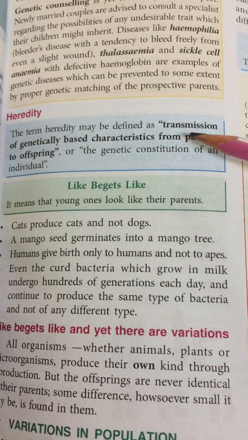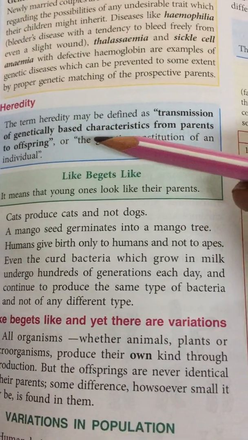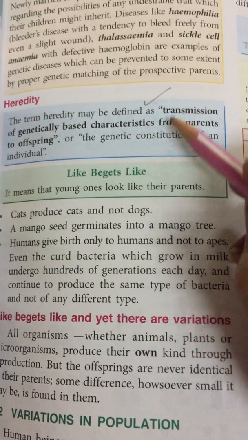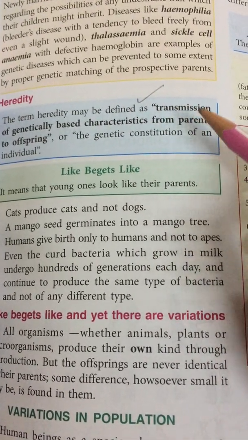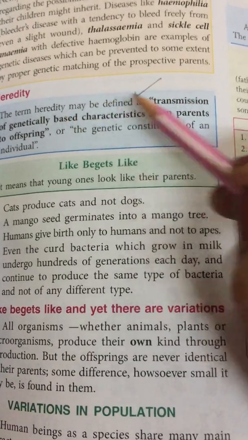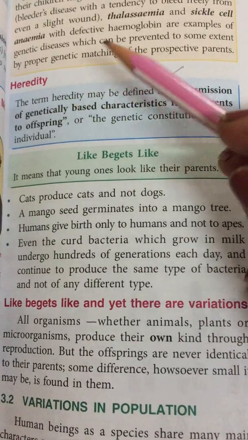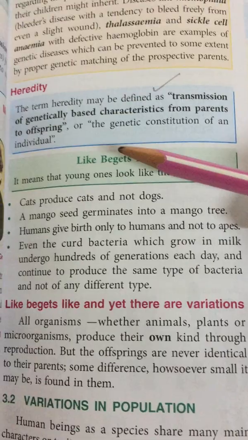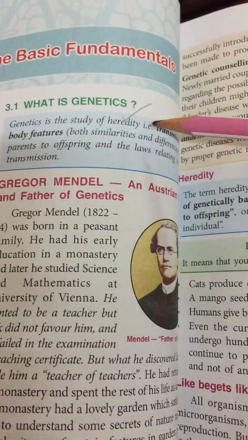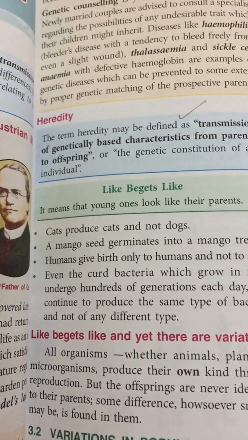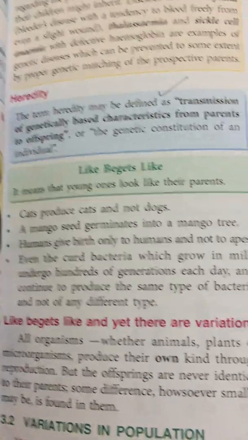What exactly is heredity? The term heredity is defined as transmission of genetically based characters from parents to offspring. So, the characters which are transmitted from parents to offspring we study in heredity, and the whole science which talks about heredity, that is similarities, and even variation, that is differences, is known as genetics. So genetics is the broader science. It includes heredity.